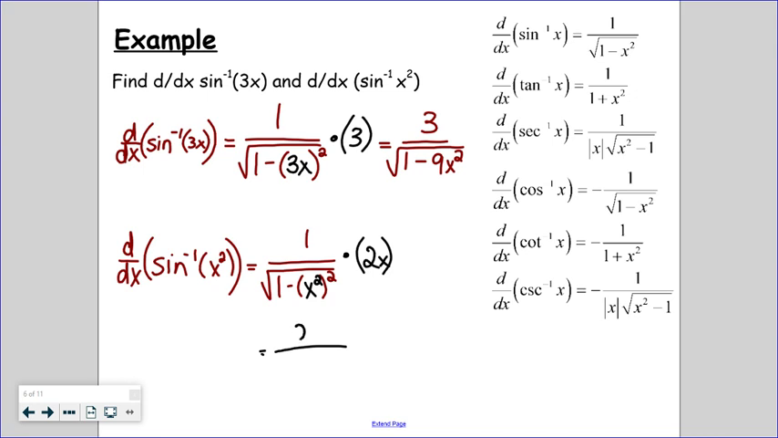And then cleaning that up, I can multiply straight across the top, straight across the bottom. 2x would be in the top times 1 over 1 minus x squared squared is x to the 4th. Can I square root both of those? Say no. No, I cannot. Okay, good. Any questions on your basics?